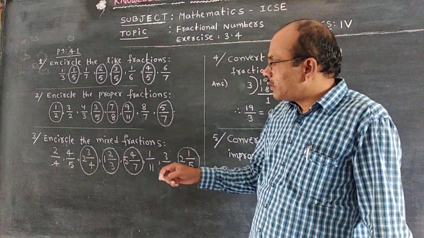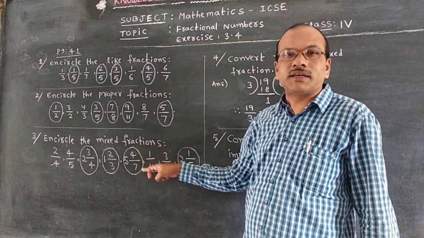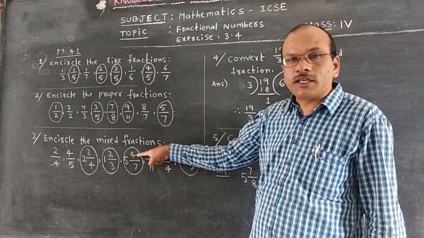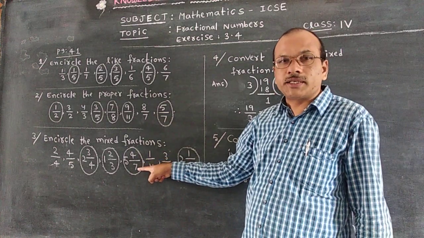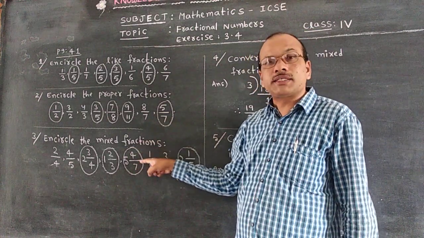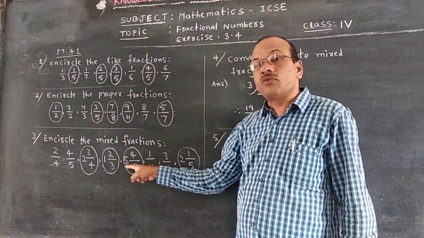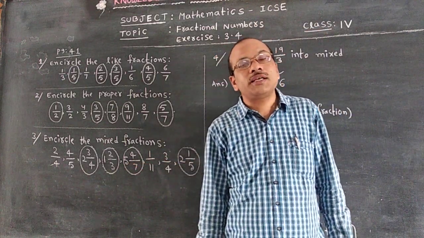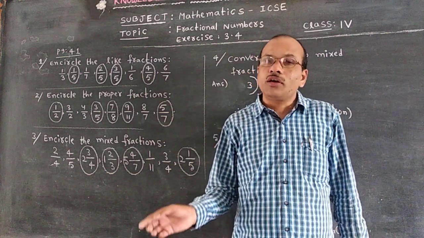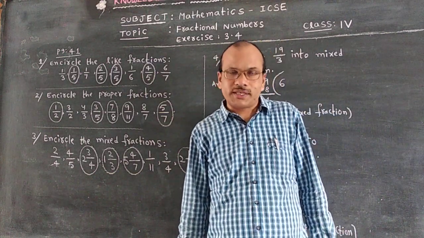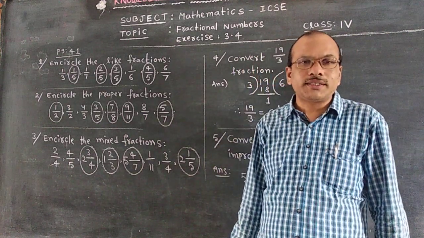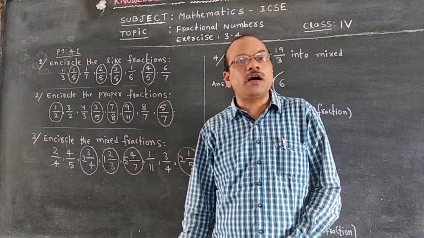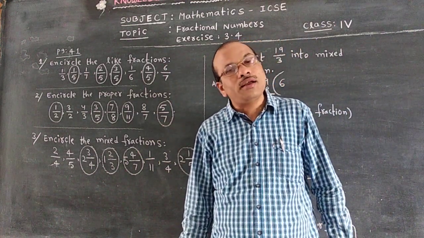Let us see. Here, 5 4 by 7. Here the numerator is smaller than the denominator, so this small one, 4 by 7, is a proper fraction. There 5 is given, and that 5 is a whole number. A mixed fraction is a combination of a whole number and a proper fraction. Is it clear, students?